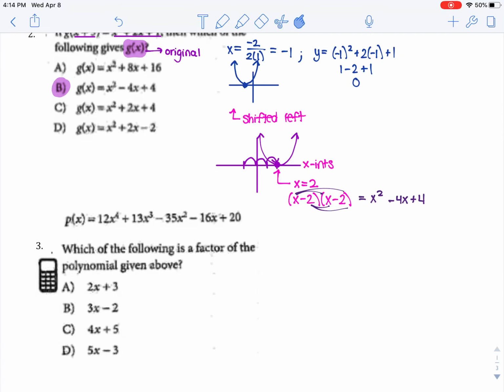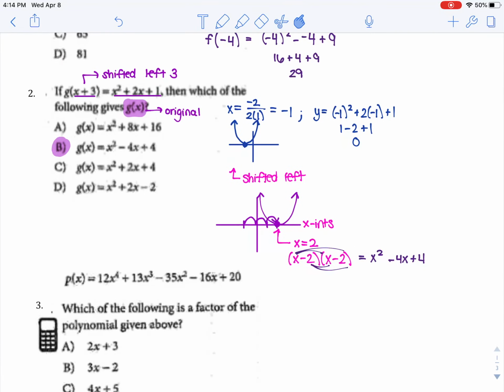All right, so that one's pretty tricky. That requires a lot of Algebra 2 memory and thinking outside the box as well. So just to backtrack on what I did, the original graph was what I wanted. The function that they gave me was the function that shifted to the left 3. So if I could figure out what that function is that shifted to the left 3, I'm going to shift it back over to the right, which is going to give me the original one, and then I'm going to try to create an equation of the original one. All right, so that's questions 1 and 2.